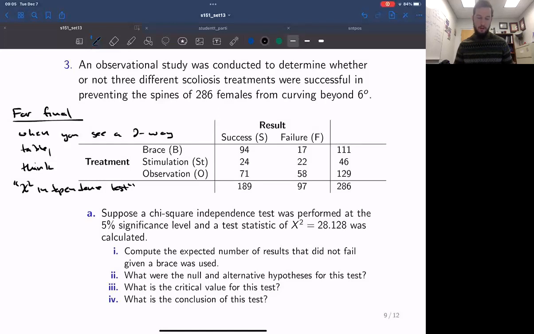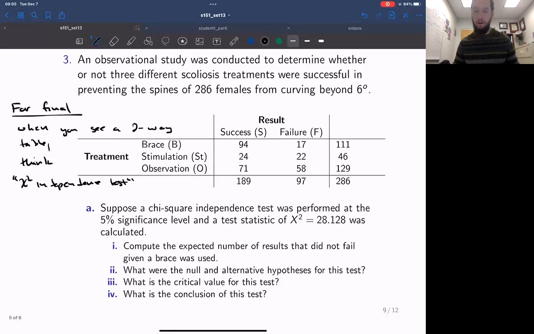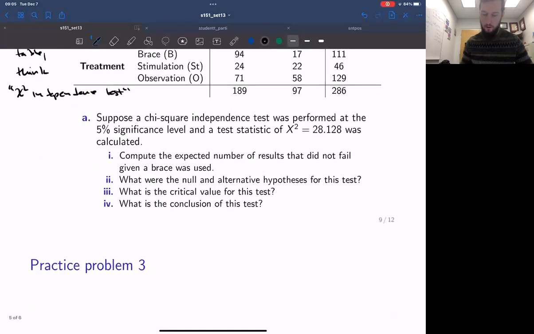Now, with that being said, you can see part A says, suppose a chi-square independence test was performed and a test statistic of 28.128 was calculated, right? So again, it's just a little bit of a hint to help us clarify what unit we're working in. Okay, so part A, part I.